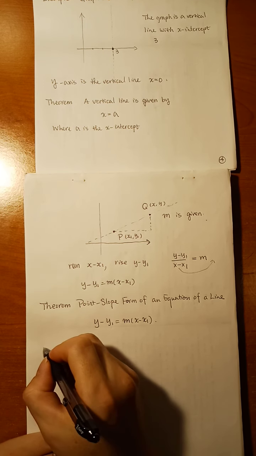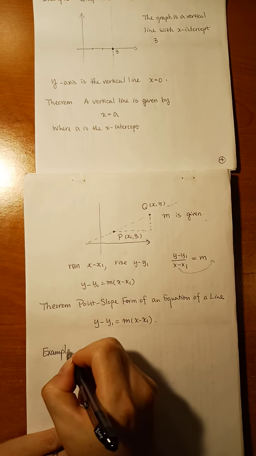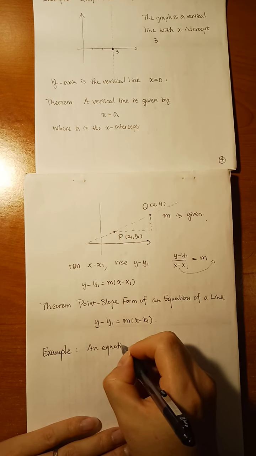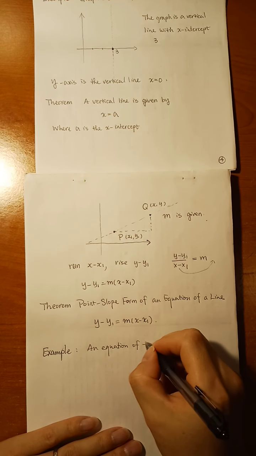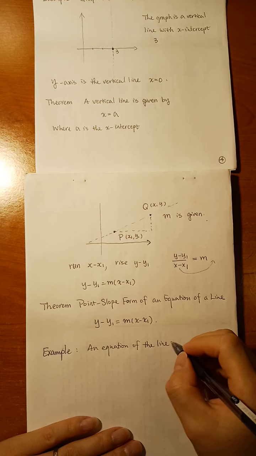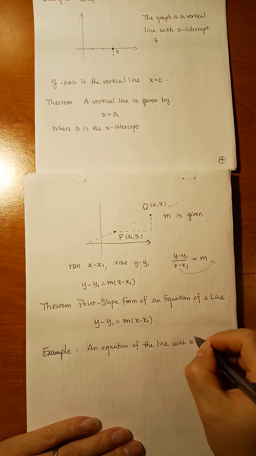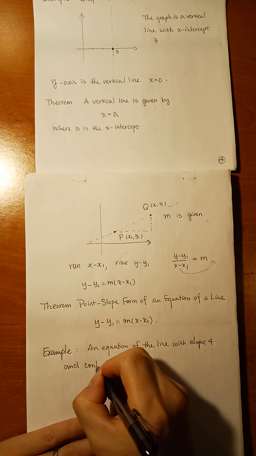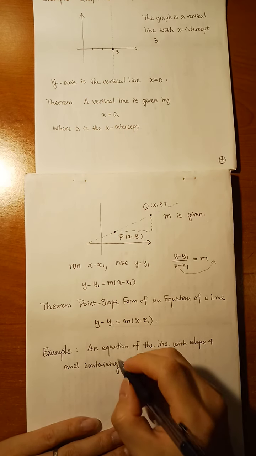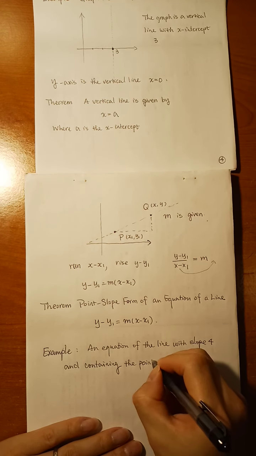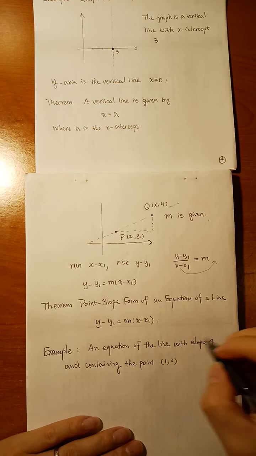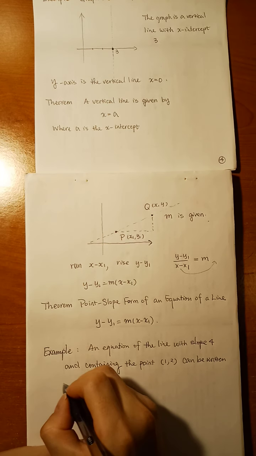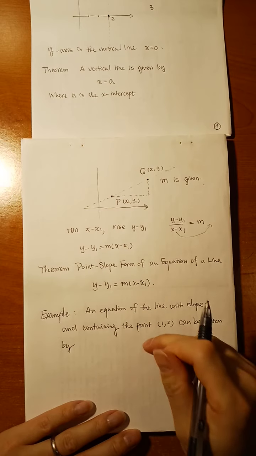Okay, so for example, an equation of the line with slope 4 and containing the point 1 and 2 can be written by what? By the point slope formula.